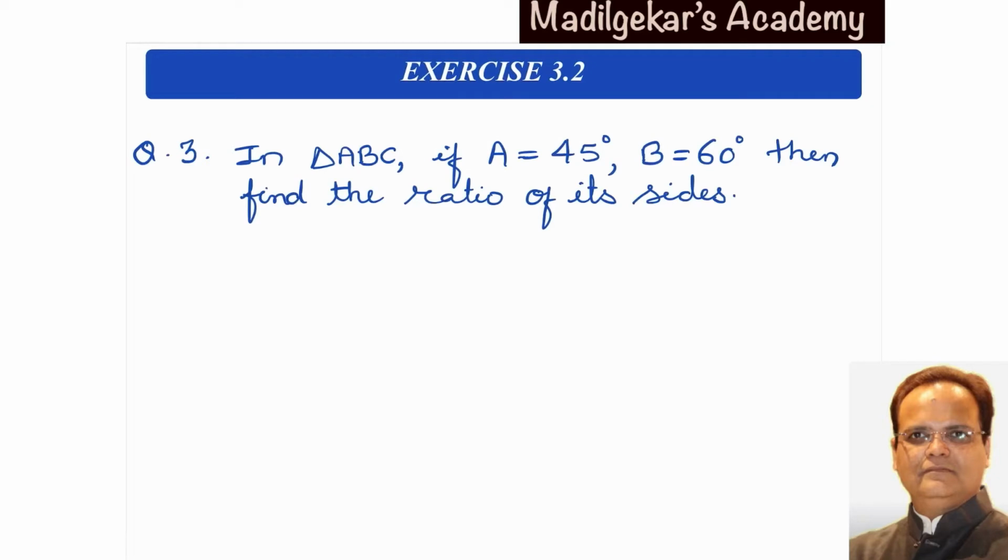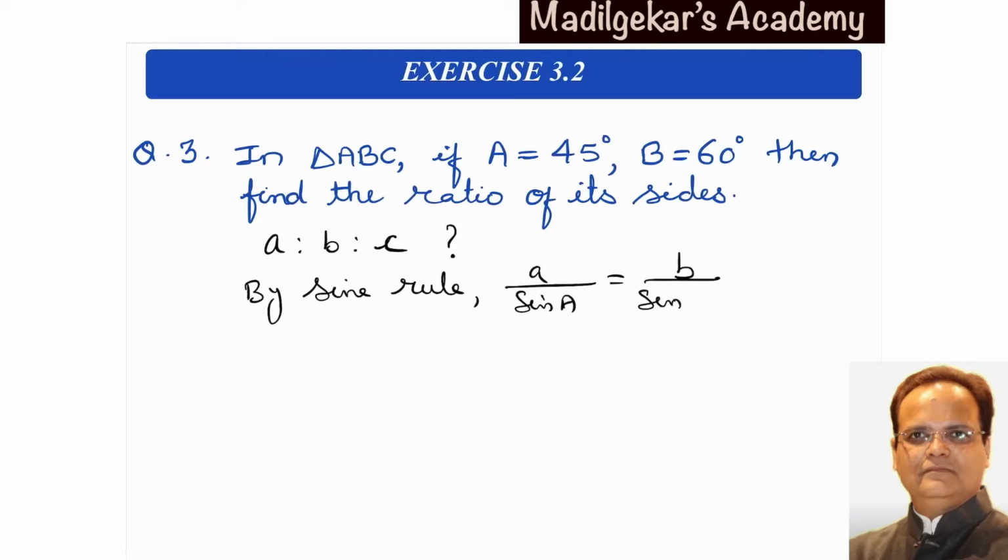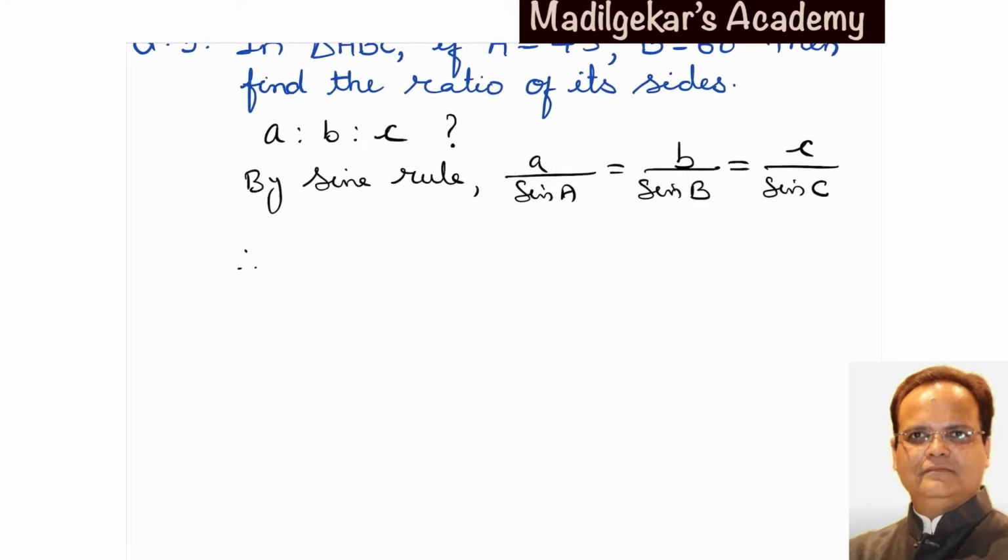In triangle ABC, if angle A is 45 degrees and angle B is 60 degrees, find the ratio of its sides. Means we have to determine a is to b is to c. Recall sine rule. By sine rule, we have a upon sine A equals b upon sine B equals c upon sine C. Means a is to b is to c is sine A is to sine B is to sine C.